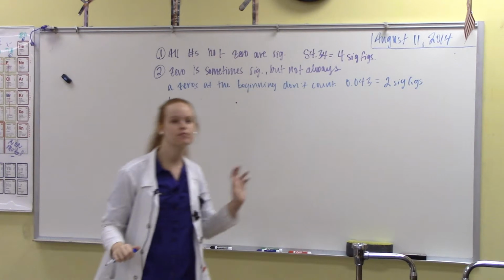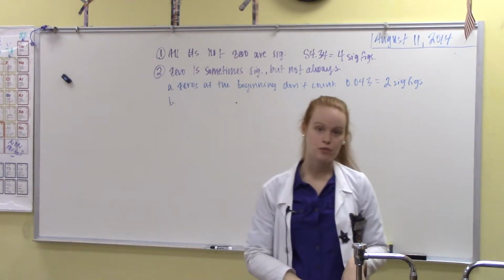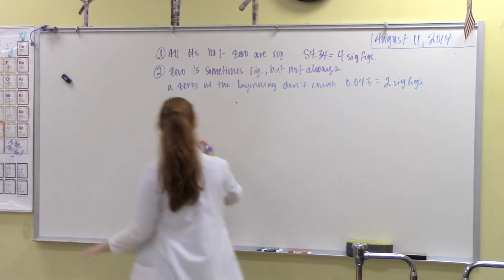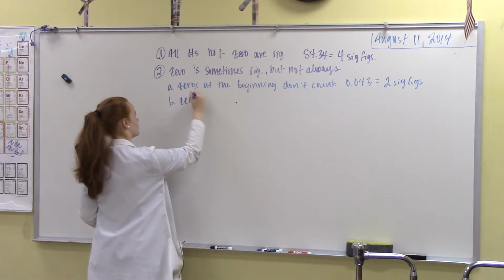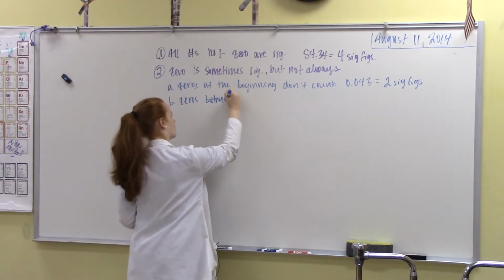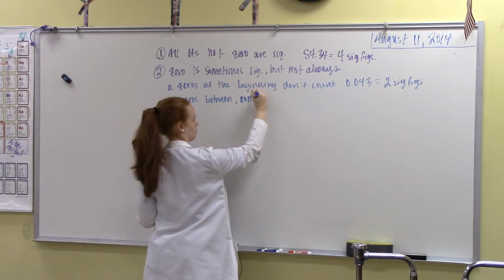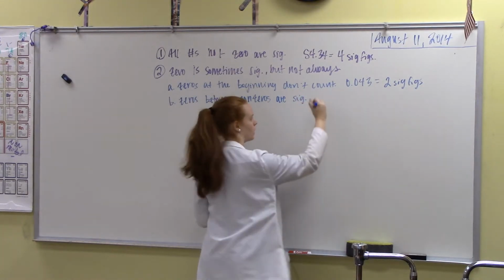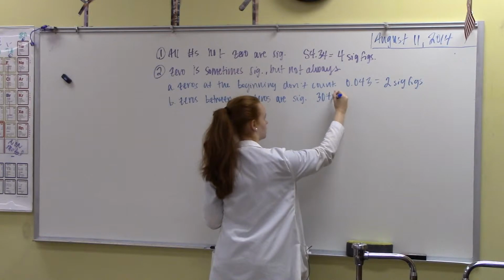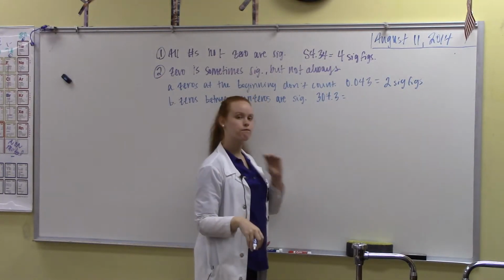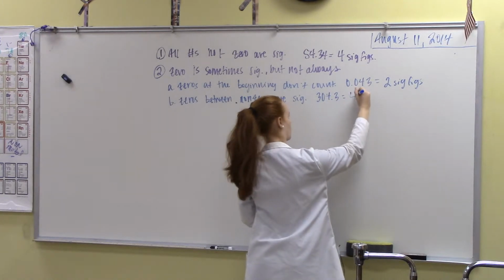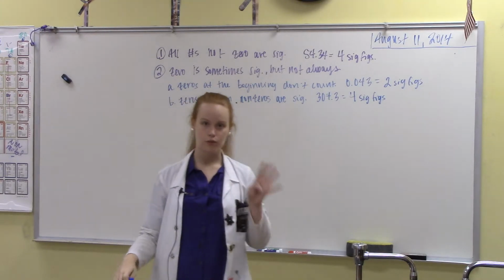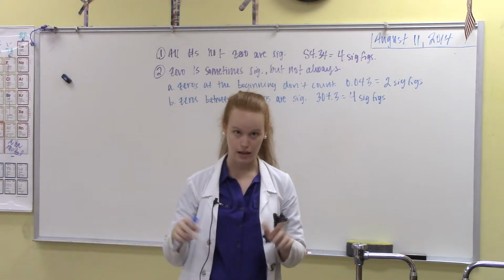Then we have letter B, the second exception: zeros between digits that are not 0 are significant. So zeros between non-zeros are significant, always. If I had 304.3, I have 4 sig figs here. There's 4 of them. That 0 does count in that circumstance.